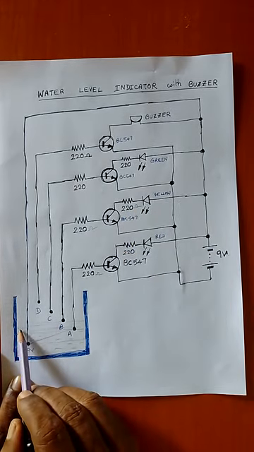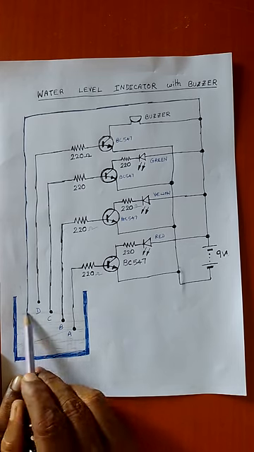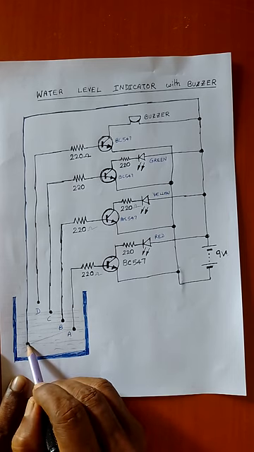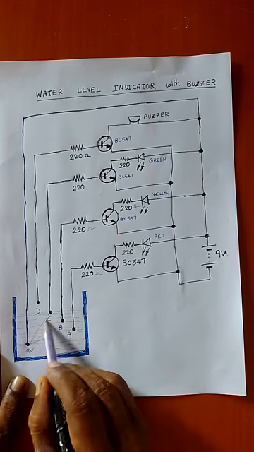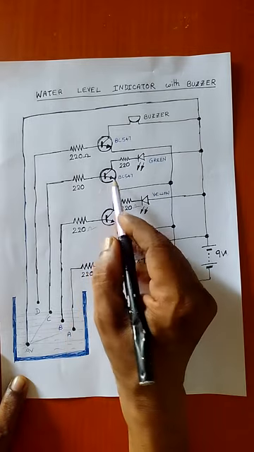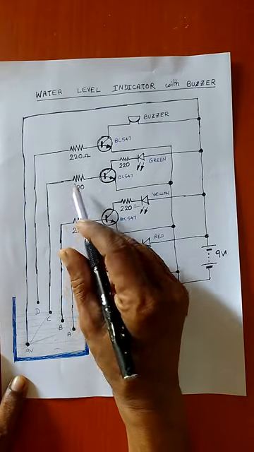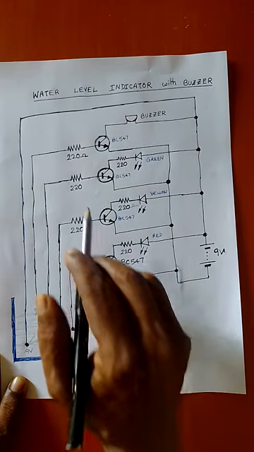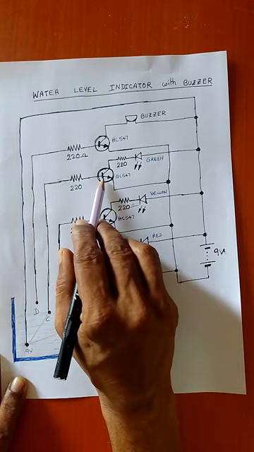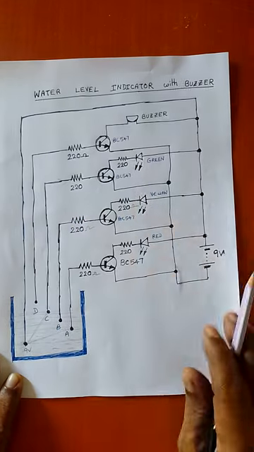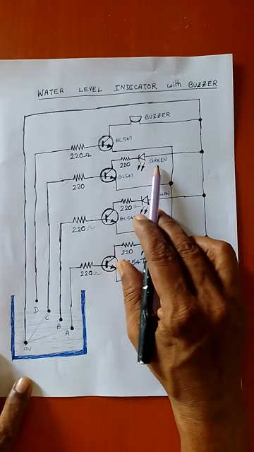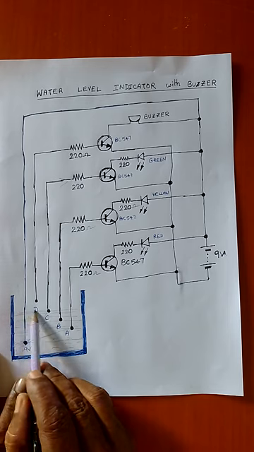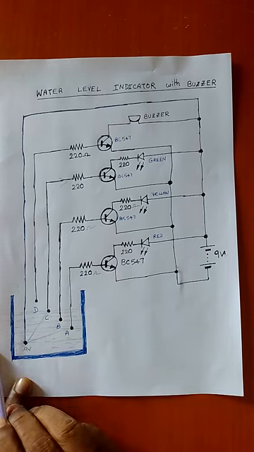Okay. Now the water level slowly rises up and touches C point. Now this positive 9 volts gets connected with A point, B point and C point. So now this transistor will get the base current because this 9 volts gets connected with C, and the base current starts flowing, therefore the transistor goes into conduction and the green LED glows. Okay, now that means 75% of the water tank has been filled up.